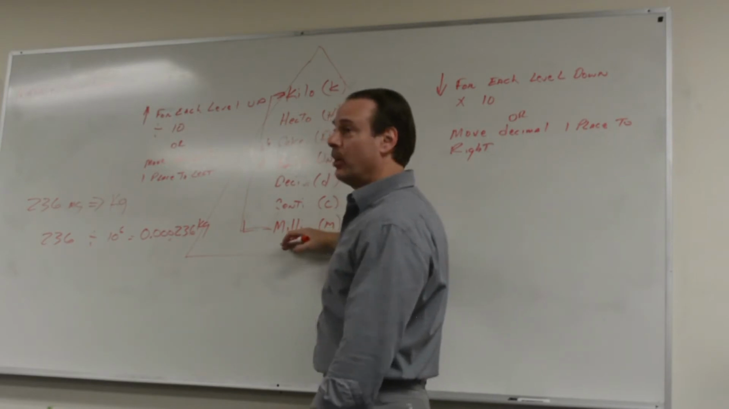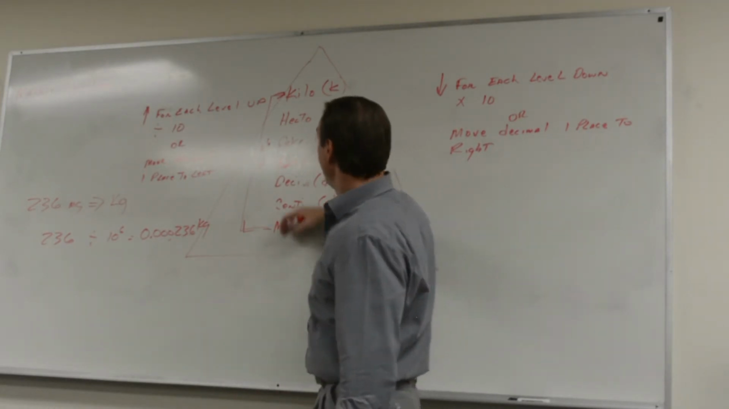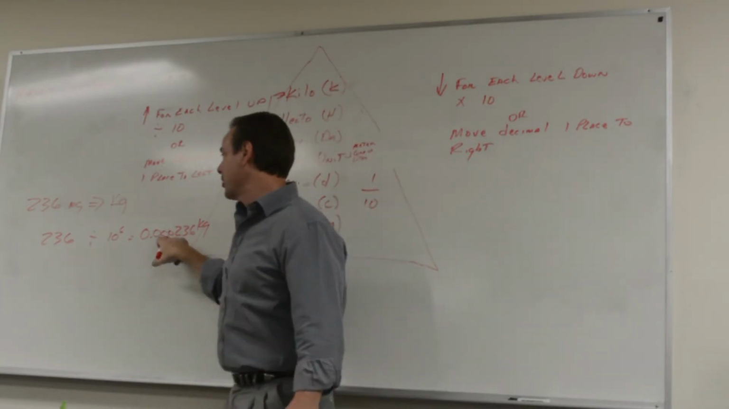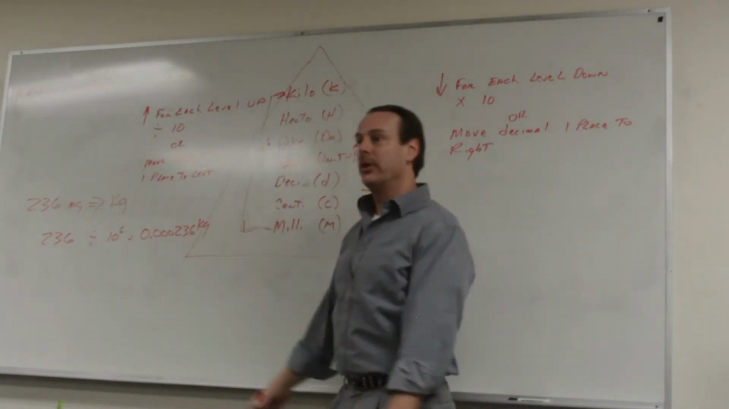Well, we're starting right down here with very small units. We're going all the way 6 levels up the scale. It's got to get smaller. Is this number smaller than this? We went in the right direction at least.